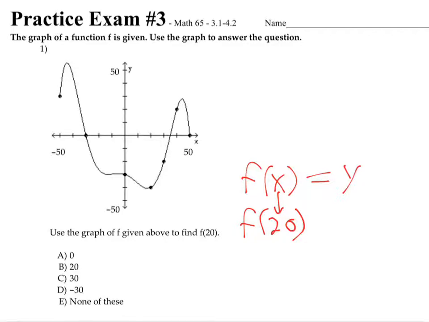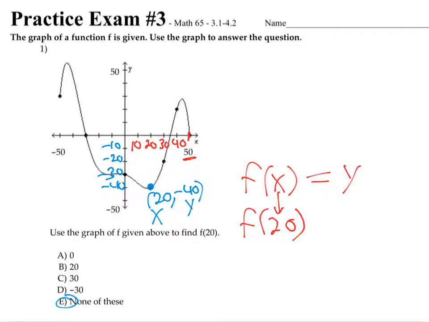Now, notice this is 50 right there. So each of those marks must be 10: 10, 20, 30, 40, 50. So what's the dot that has an x value of 20? Right there. That's the x value of 20. And what's its y value? It's negative 10, negative 20, negative 30, negative 40. So that's negative 40. So the answer, it's none of those?